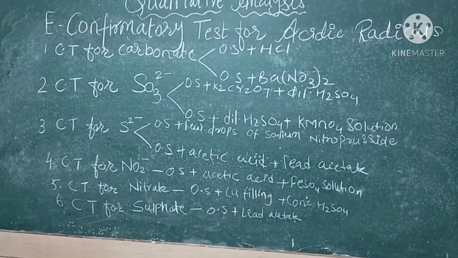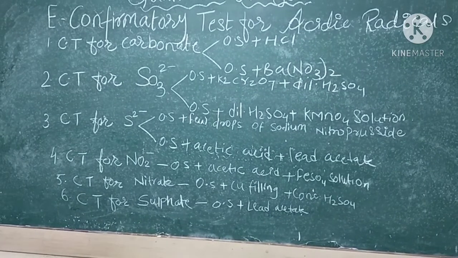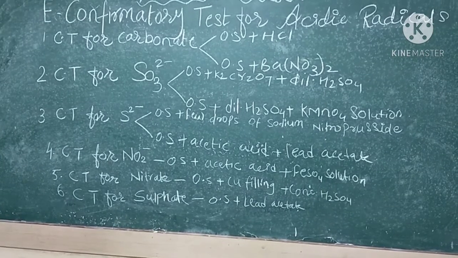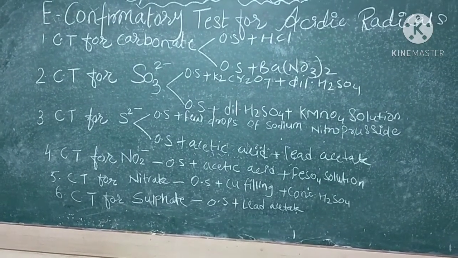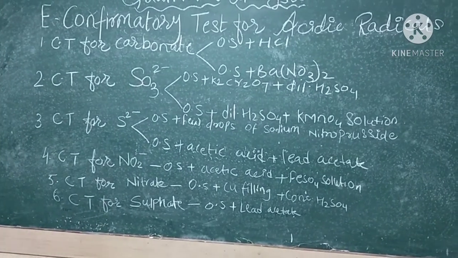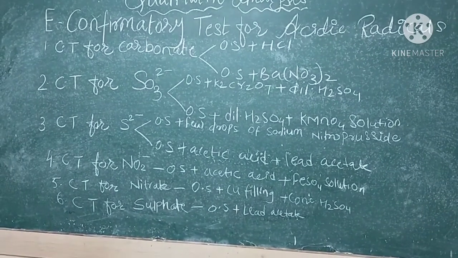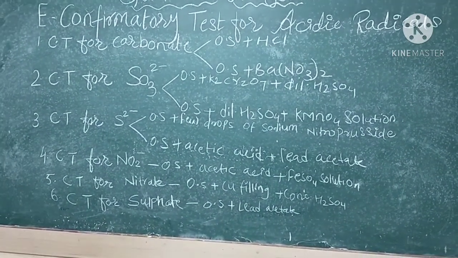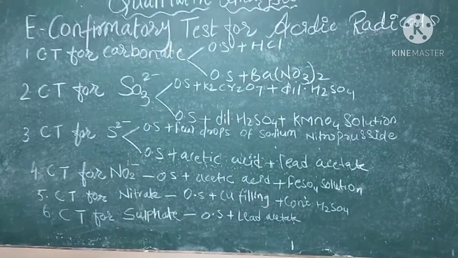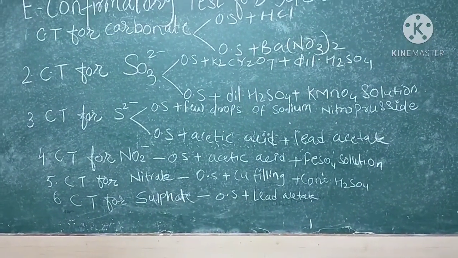Next is the confirmatory test for sulfate. In this test, we have to perform 2 tests. OS, the original solution, with potassium dichromate and H2SO4. Next is original solution with H2SO4 and KMnO4 solution. Next, we perform the third test, that is original solution with a few drops of sodium nitroprusside solution and a few drops of acetic acid and lead acetate.